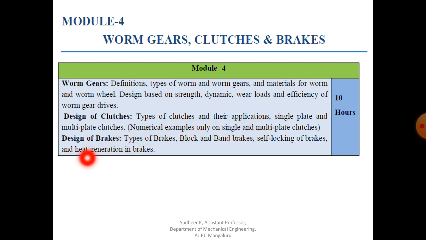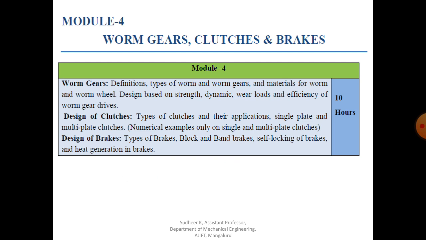And coming to the last part, there is one more design of mechanical element, that is brakes. We need to study about different types of brakes commonly used in mechanical engineering applications, and in that two are very important: block and band brakes. We have to study the design considerations of these two brakes, and also self-locking of brakes along with heat generation in brakes. So these are the remaining contents of module 4.